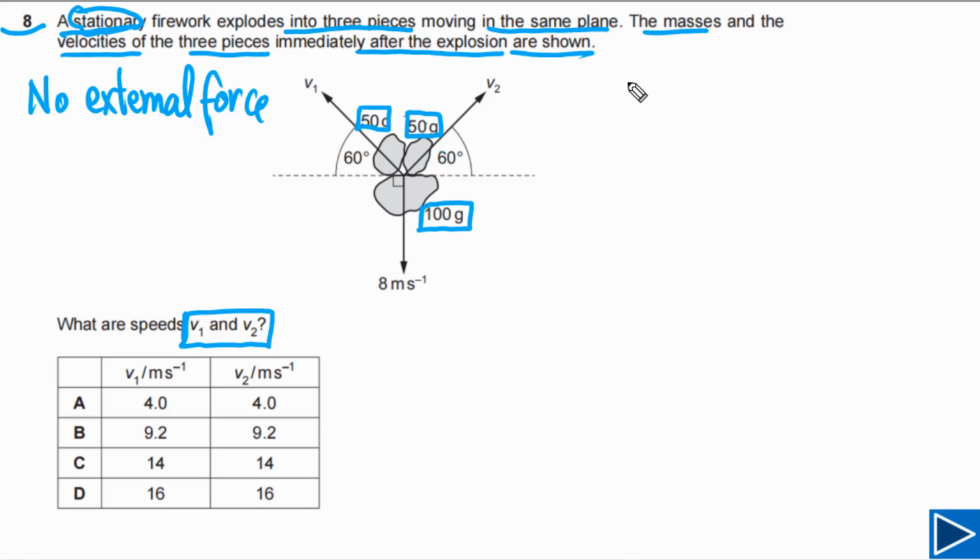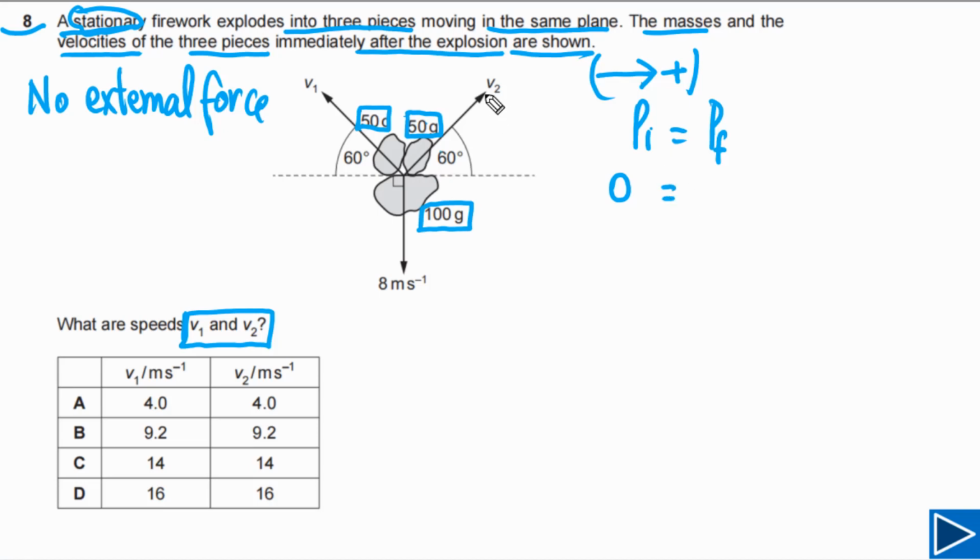First of all, we will consider momentum along the horizontal, and we will take to the right as positive. So simply we will say the initial momentum of the system has to be equal to the final momentum of the system along the horizontal, meaning along the x direction. Initial momentum along the x direction is equal to 0 because this firework was at rest, it was stationary. So P initial is equal to 0.